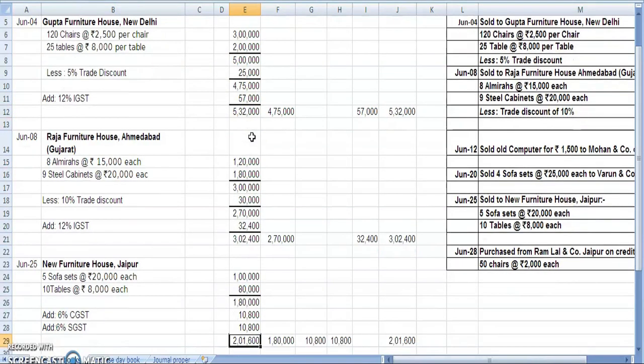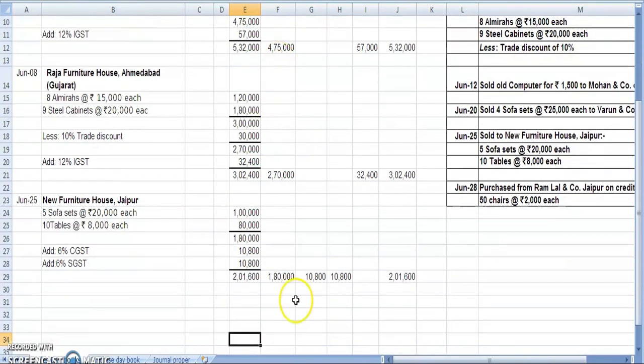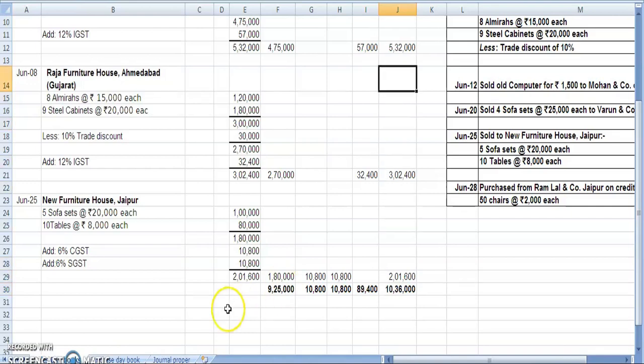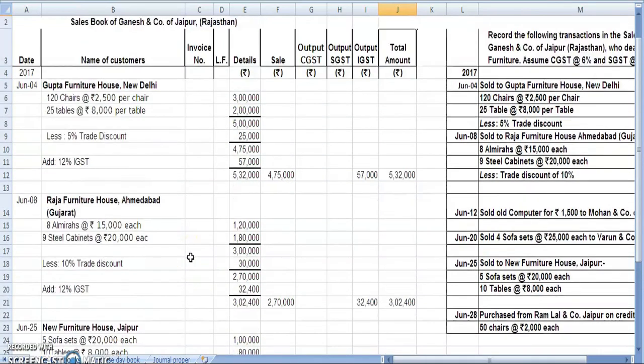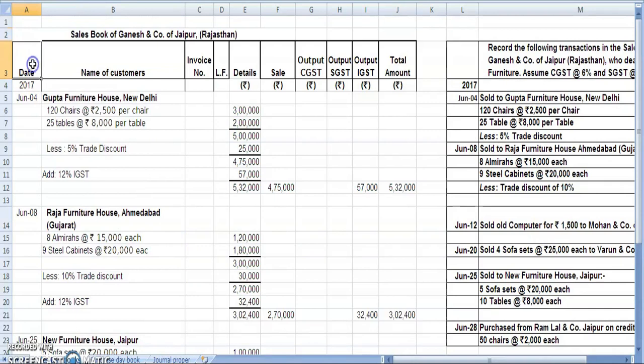So finally what we'll have to do is, we have to add this column. So when we add this column, it is coming to 9,25,000. This is coming to 10,800. 10,800. 89,400. And 10,36,000. Okay, so here this is a sales book where we keep the record of the customers.